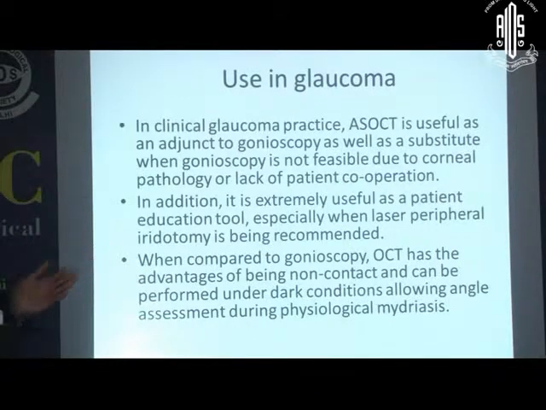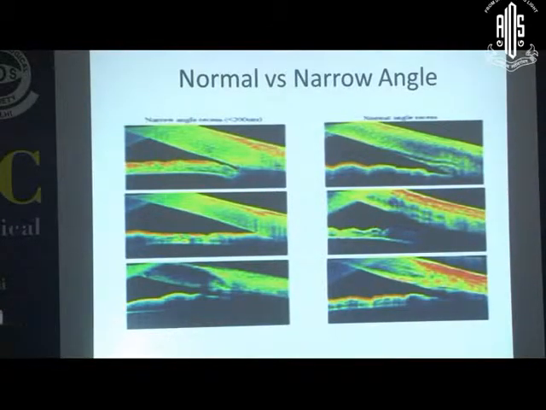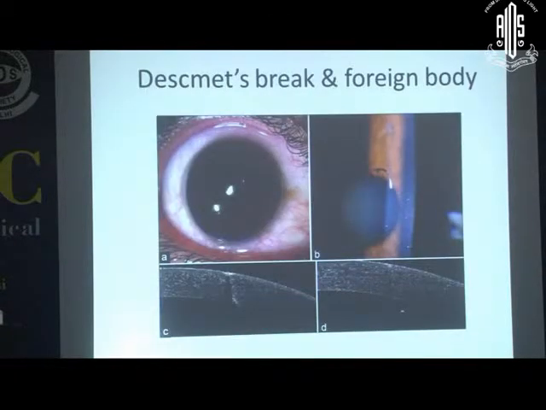So you can show him the pre-iridotomy picture and the post-iridotomy picture. And of course, it is non-contact and can be performed even under dark conditions where the angle will still be physiologically stable and there is physiological mydriasis. So we can have a normal versus a narrow angle that's seen over here. Even in cases of Descemet's breaks or foreign body, this is where an OCT can give us a very clear-cut picture, much better than what a slit lamp image would show, and something that we can tell a patient. So as a patient education tool, it is extremely important.